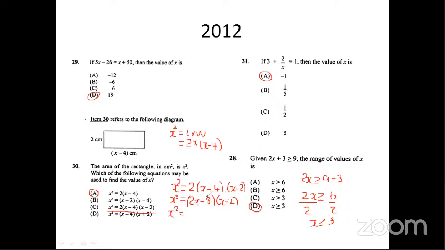So now we have 2x multiplied by x, 2x squared. Then our 2x multiplied by -2 gives us -4x. So we're on to the -8 now. -8 multiplied by x gives -8x. And -8 multiplied by -2 gives positive 16.